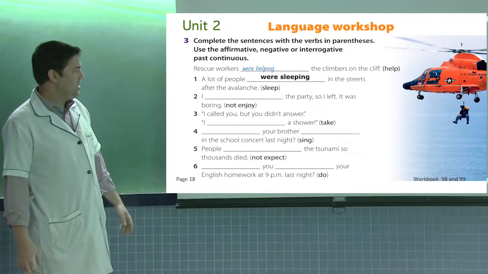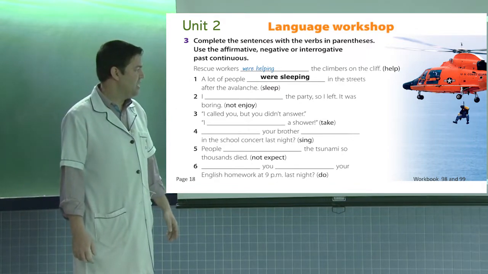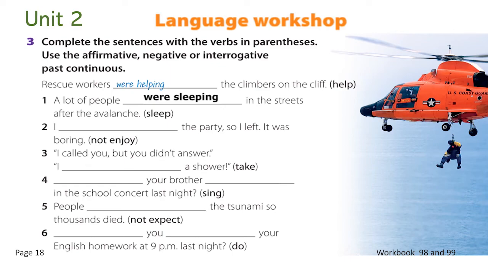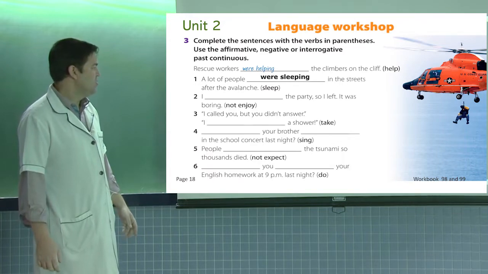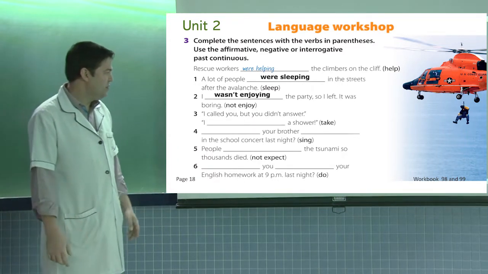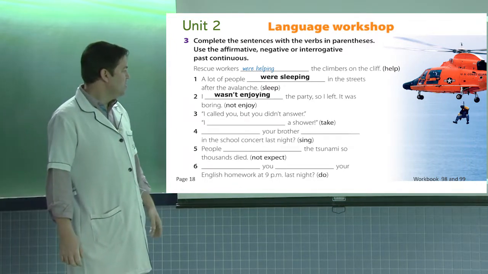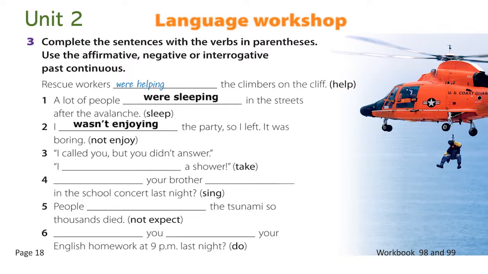Number two, I the party, so I left. So the word here is enjoy, and I'm going to use it in the negative form. It was boring, so I wasn't enjoying the party. So I left. So I decided to go home. Okay, singular, I. That's why I'm using was.